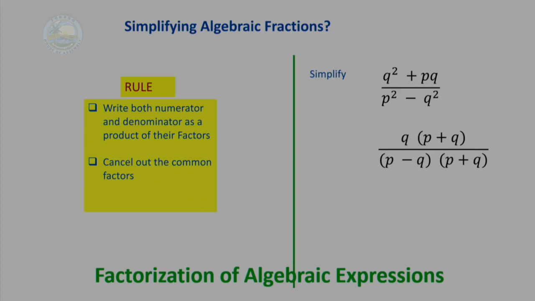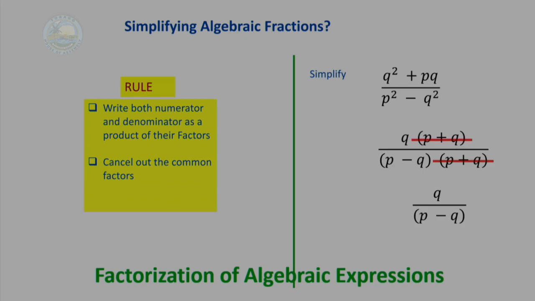We then evaluate the new expression in the factored format, and we determine whether or not common factors exist. Do we have common factors? Of course we do. It is p plus q. So we factor out or cancel those p plus q, and we are left with q all upon p minus q. Now you don't necessarily have to write the brackets.